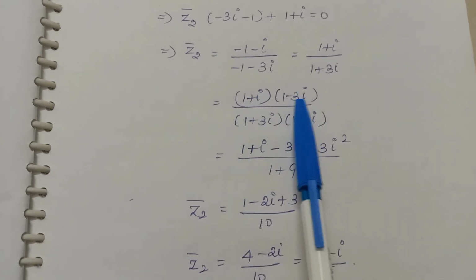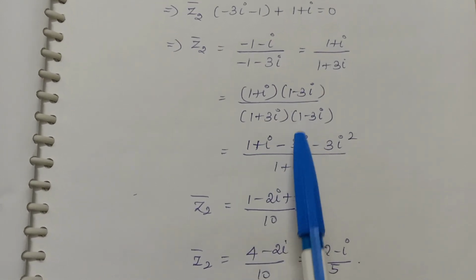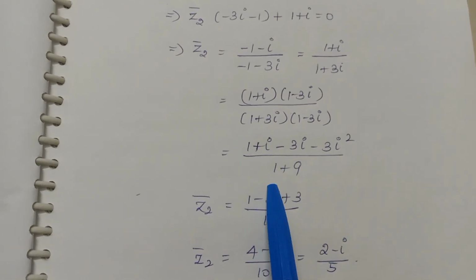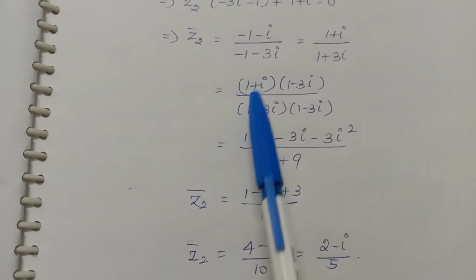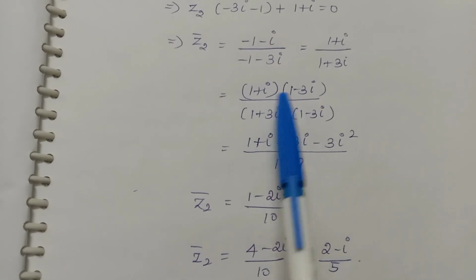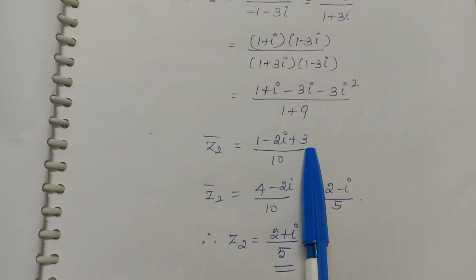So 1 plus 3i into 1 minus 3i, here what? a plus ib into a minus ib, so it will be a square plus b square. So it is 1 square plus 3 square, so it will be 10 in the denominator. For the numerator, it will be 1 plus i minus 3i minus 3i square. So it will be 1 minus 2i plus 3 in the numerator.